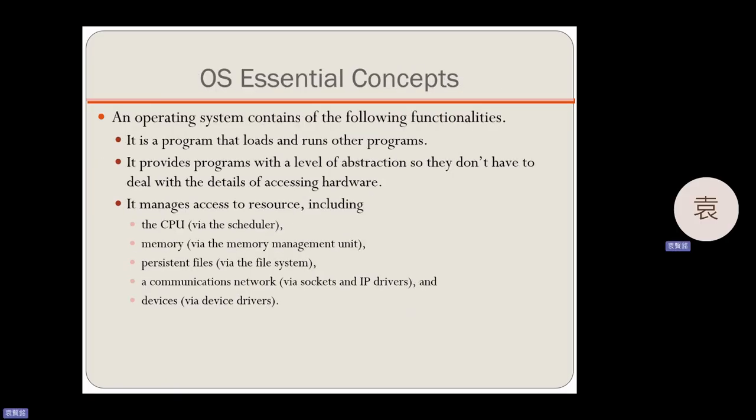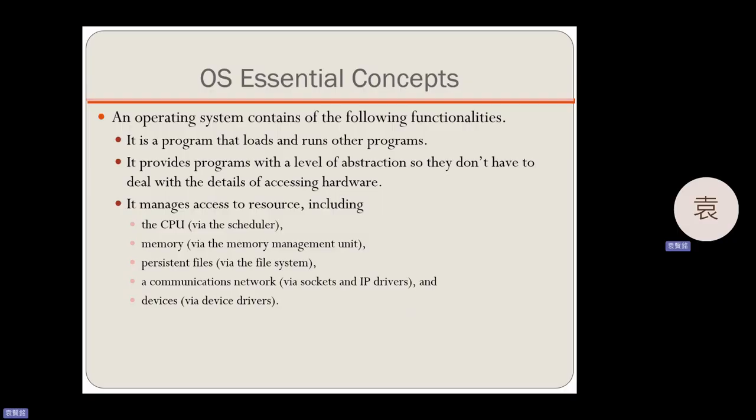The basic operating system concept is the following. An operating system contains some functionality which is basically for all kinds of operations. They all have this functionality. It is a program that loads and runs other programs. That's the major objective or major functionality for the operating system. Through this, it can load and run other user programs.